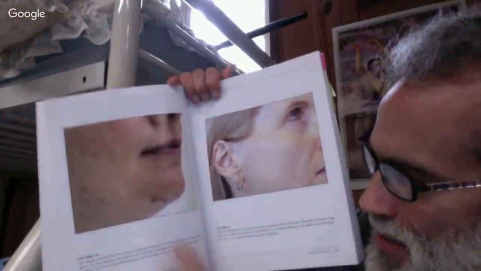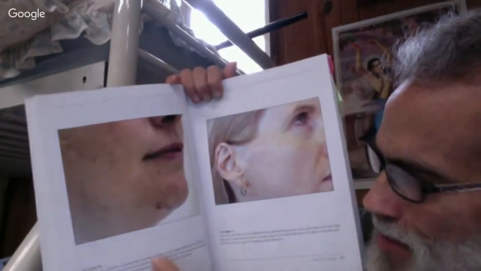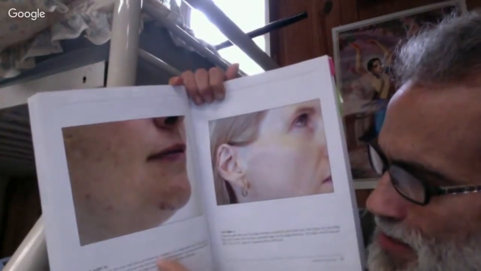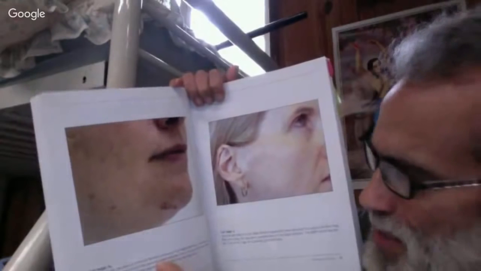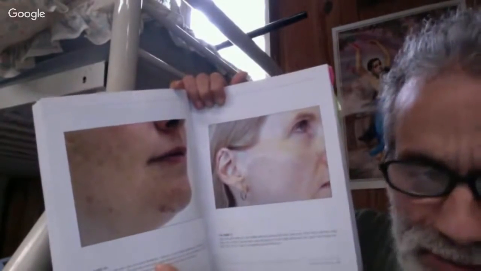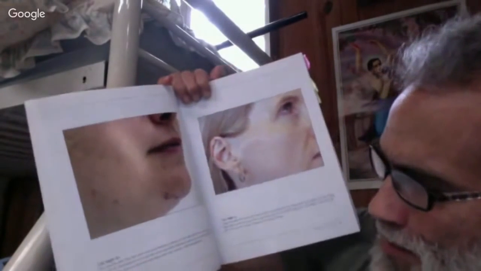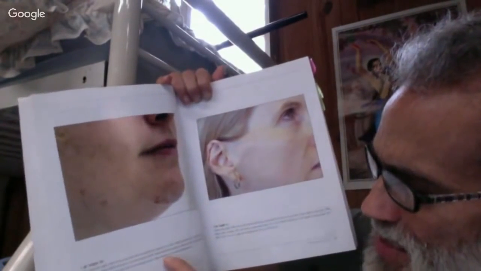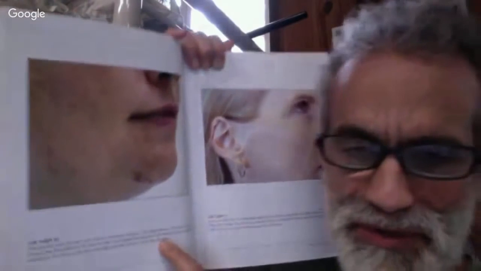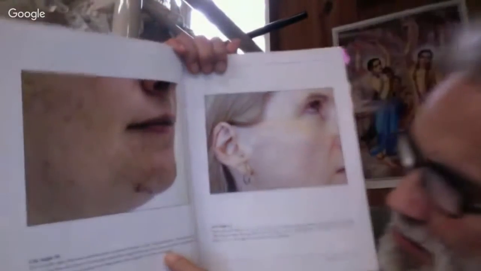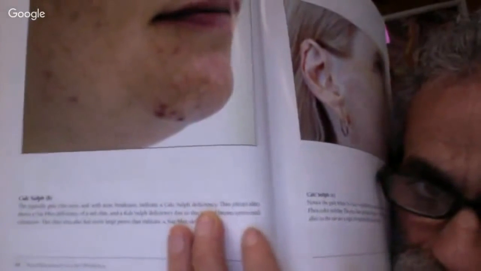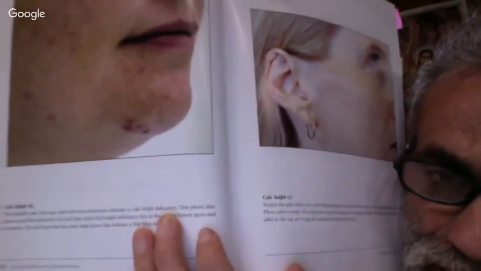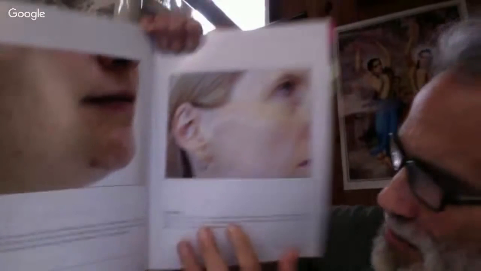Potassium sulfate. No, that's not Scorpio. That's Virgo, the brown again. Turns up all the time, doesn't it? Interesting. The chin area also has some large pores indicative of NatMur deficiency. See that chin? It's got those large pores. That's Aquarian deficiency. Sodium chloride, guys.